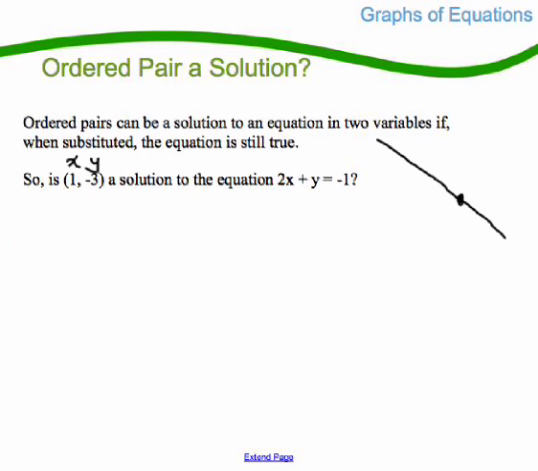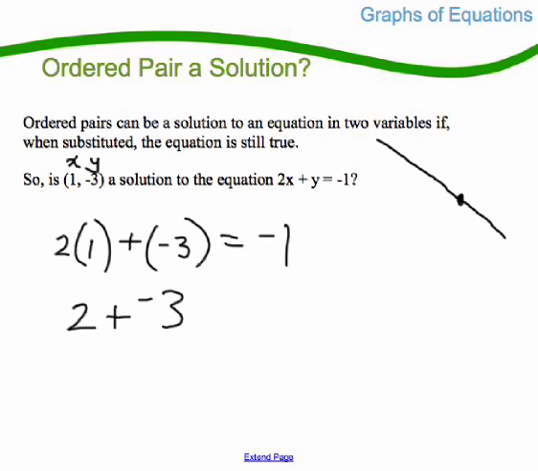To determine that, since I know the first coordinate is the x and the second is the y, I can just plug those into here and see if I get a true statement. So let's try. 2 times x is a 1, plus y is a minus 3. Notice I put brackets there. Always a good idea to put brackets in when you're plugging numbers in. 2 times 1 is 2, plus a negative 3 is equal to a minus 1.